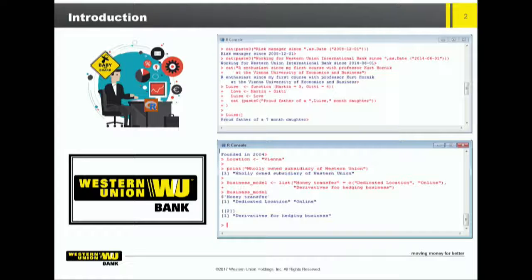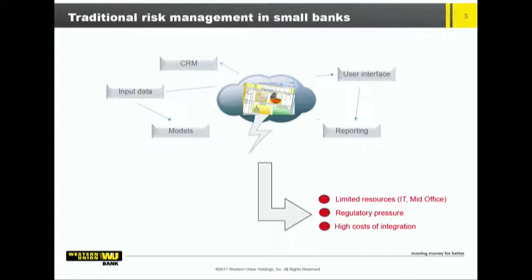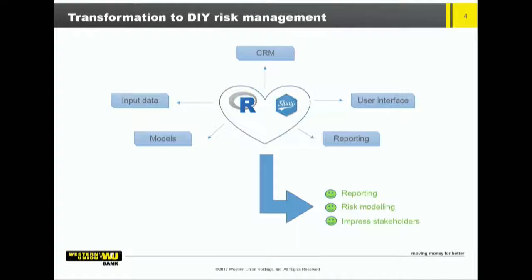So why do I want to use R in risk management? Simply to be more efficient, save costs, and just work better. And I will illustrate how we can achieve that. A traditional setup of a risk management environment often refers to Excel sheets being manually prepared or working in data silos, which leads to 3 major constraints: limited resources, regulatory pressure, and high cost of integration. So what else can we do?